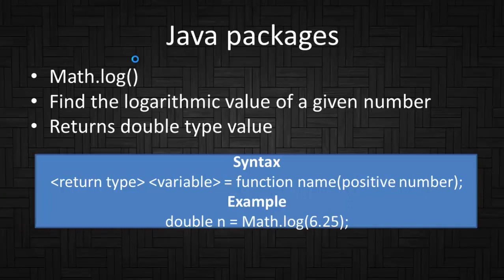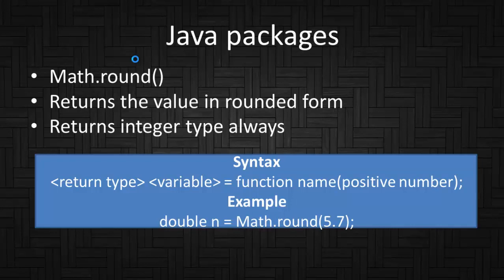Math.log finds the logarithmic value of any given number. So it also returns a double data type. So Math.log of 6.25 will return the logarithmic value. Math.round returns a value in rounded form. So Math.round of 5.7 will round that up to 6.0.